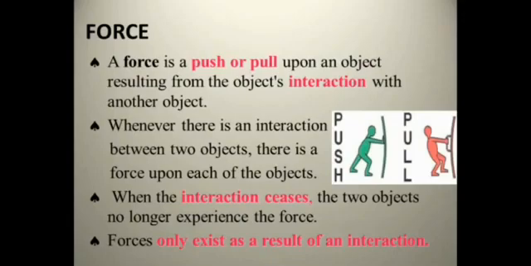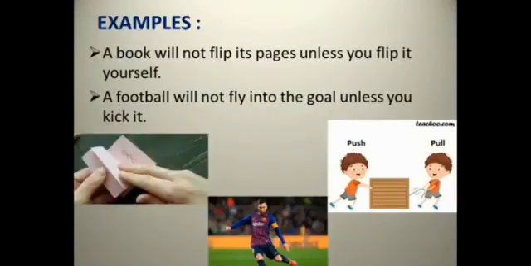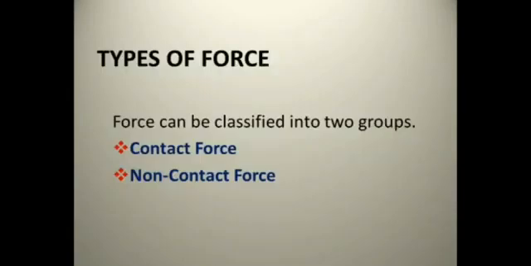And next we moved in detail to what is force. So what is a force? It is a push or a pull upon an object resulting from the object's interaction with another object. So when there is an interaction between two objects, there exists a force. When the interaction is put to an end, the two objects no longer experience the force. So force generally exists as a result of interaction. And then we saw two examples.